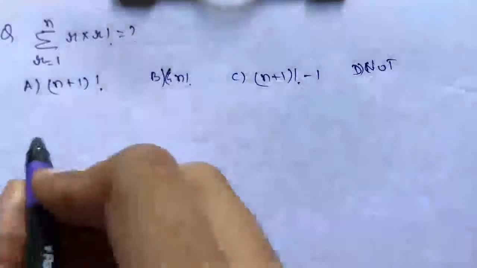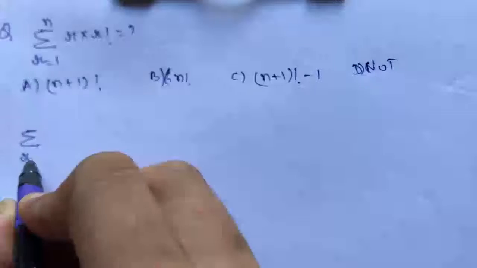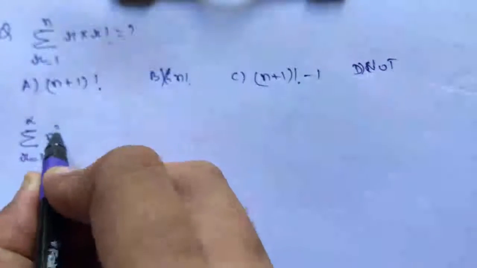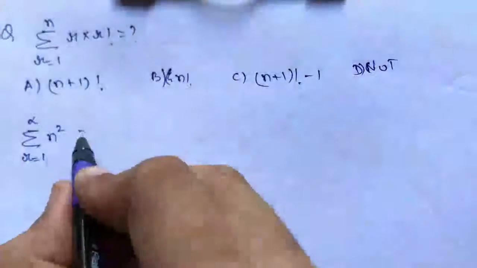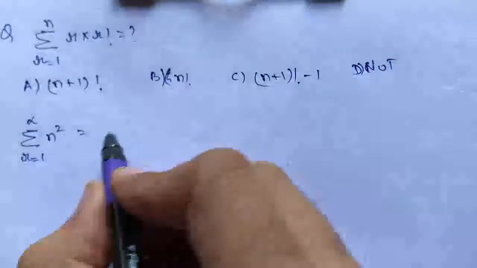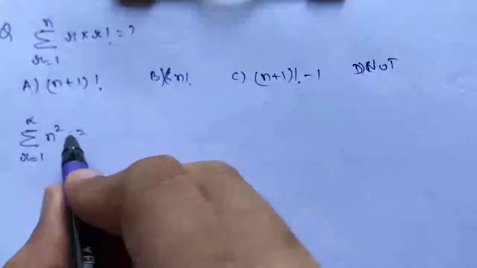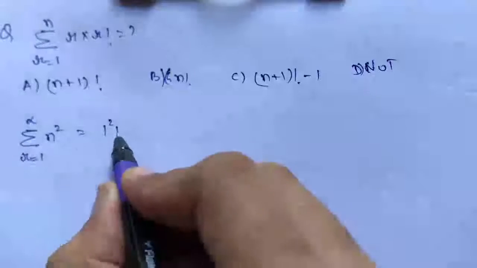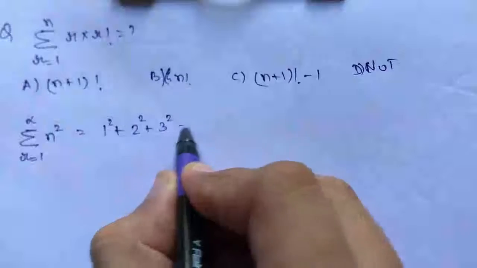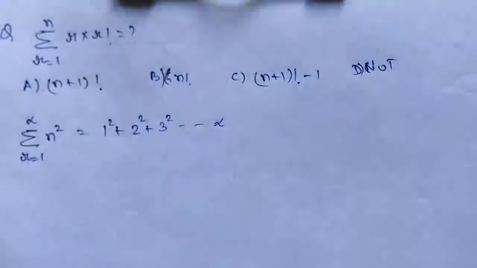So let us first define what this summation is. Let us suppose this is written as summation r is equal to 1 to infinity of r square. So what does it mean? It means r starts from 1 to infinity, and summation means r is equal to 1, that is 1 square, r is equal to 2, that is 2 square, r is equal to 3, that is 3 square, till infinity. Okay, this is the meaning of summation. So here it is written as r into r factorial. Okay, so how to solve that?